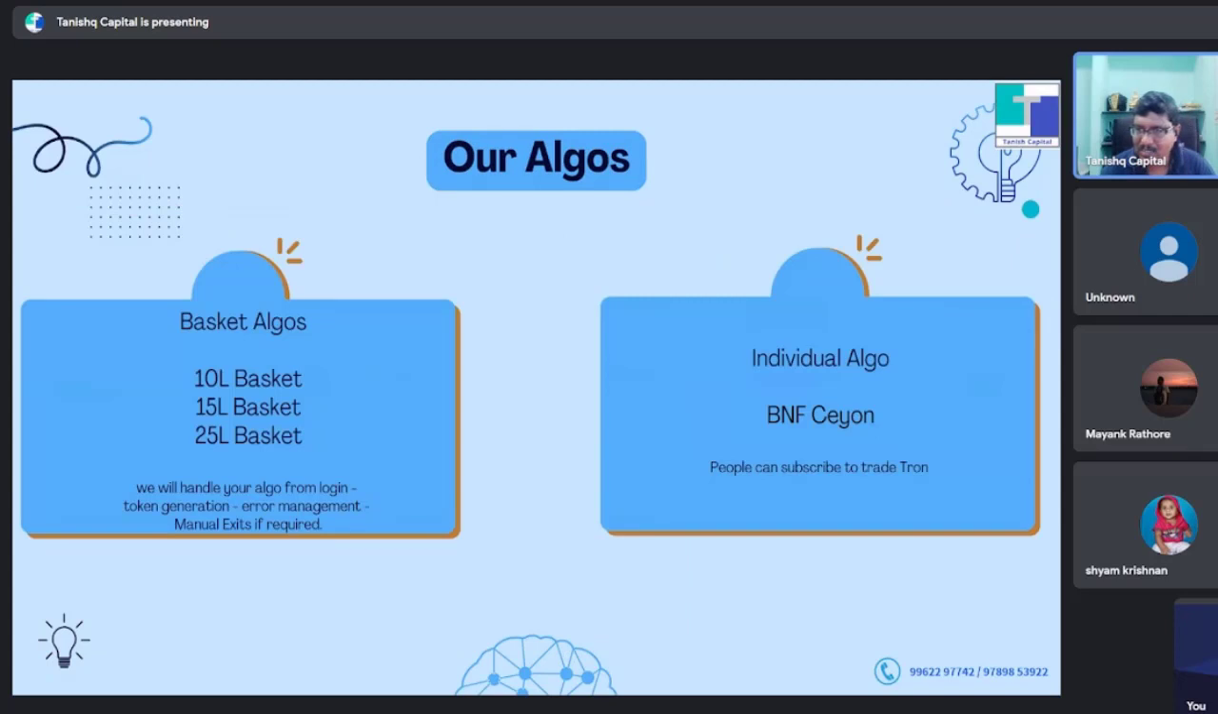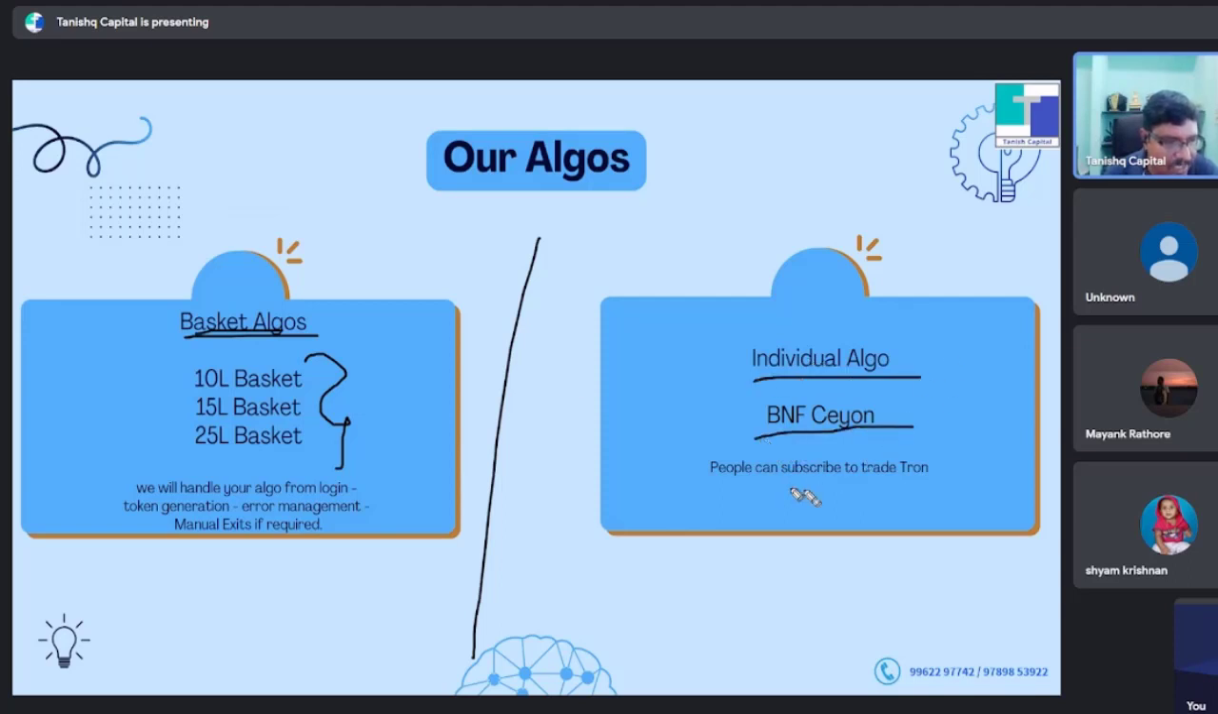So generally, what do we provide? We provide basket algos. So this is like a combination. Why do you need a basket? Because sometimes the market may not be good, sometimes the market might be trending. This is an individual algo which can be used directly using a Tradetron subscription, only for lower capital.